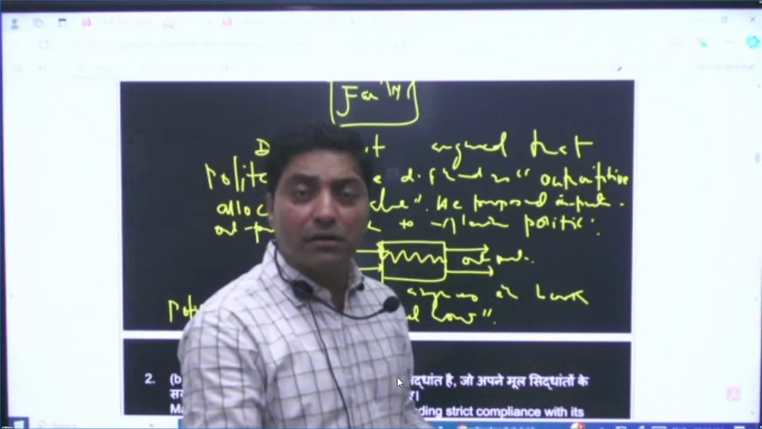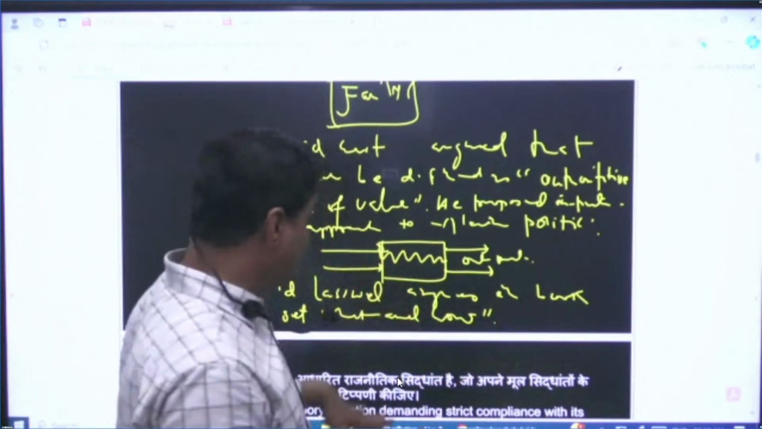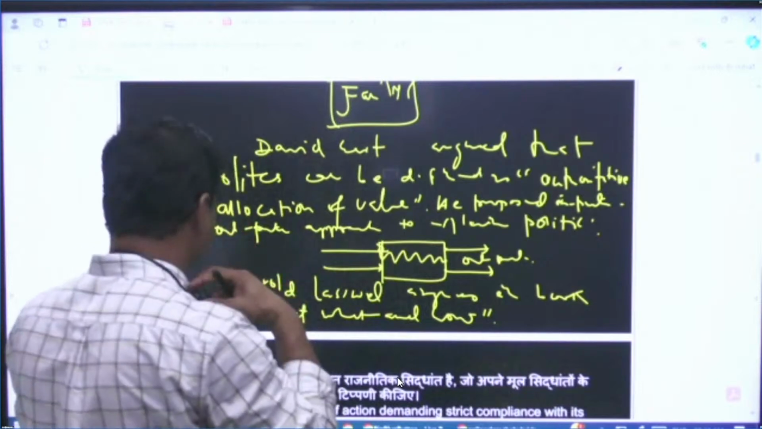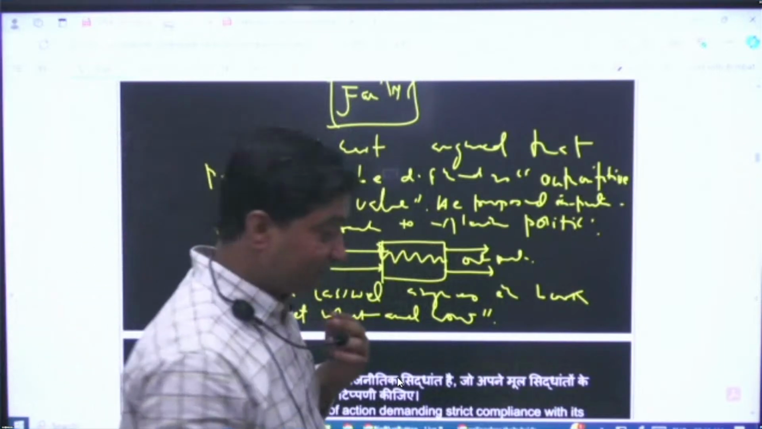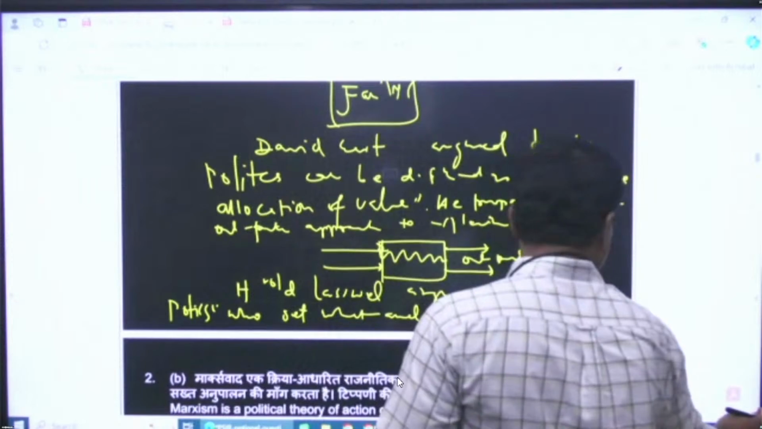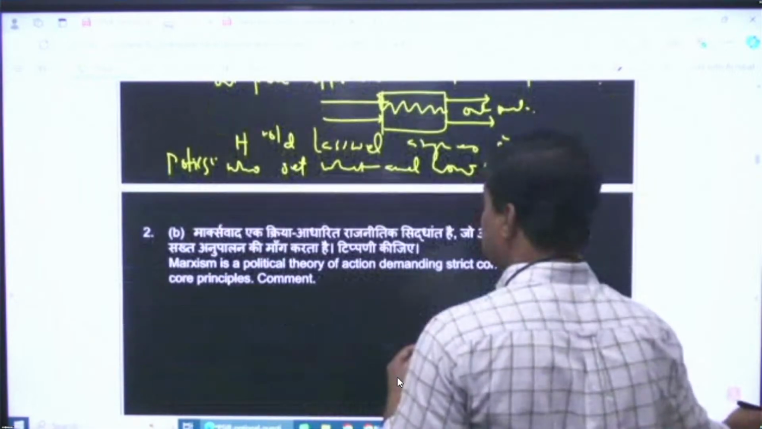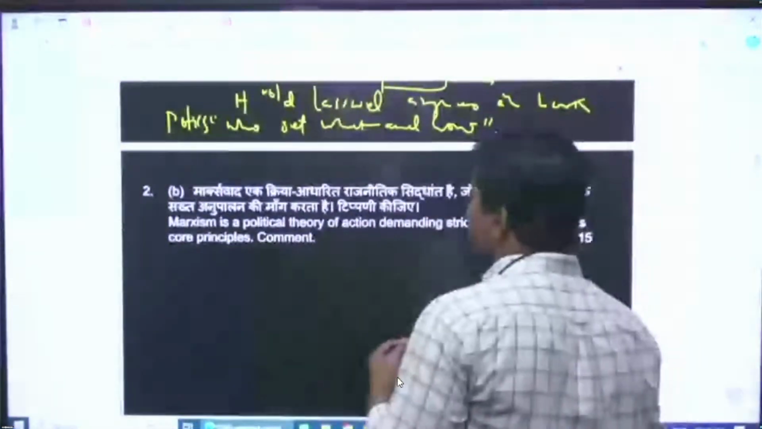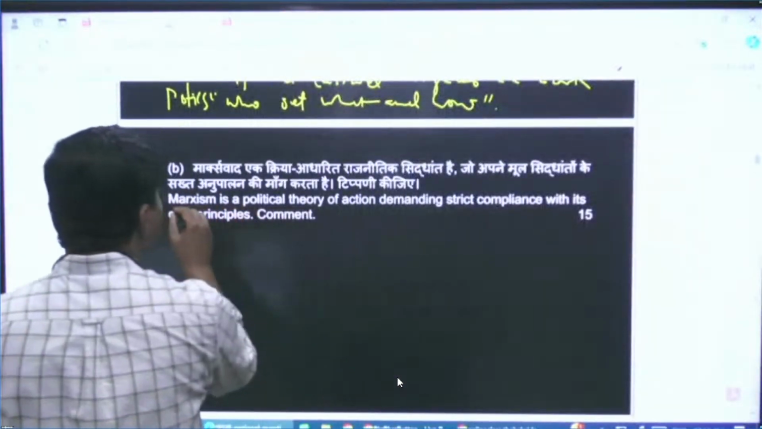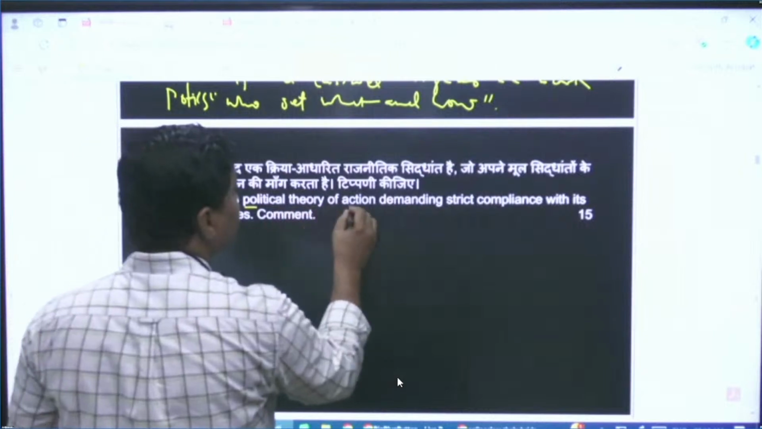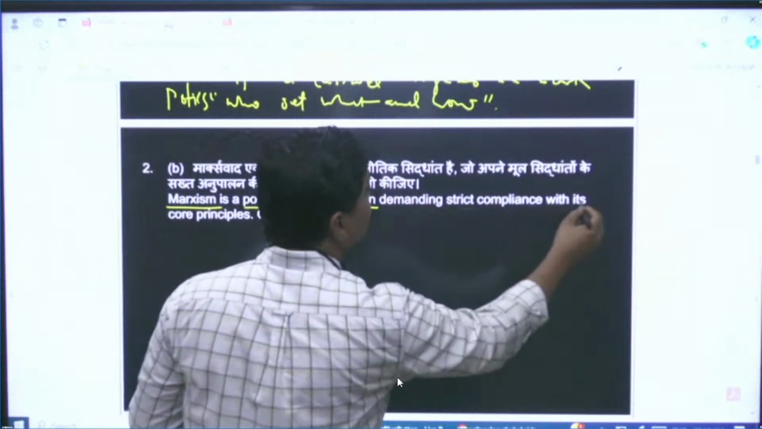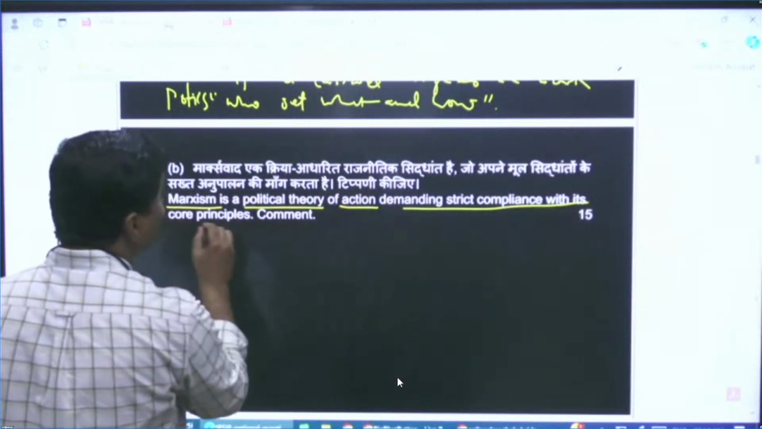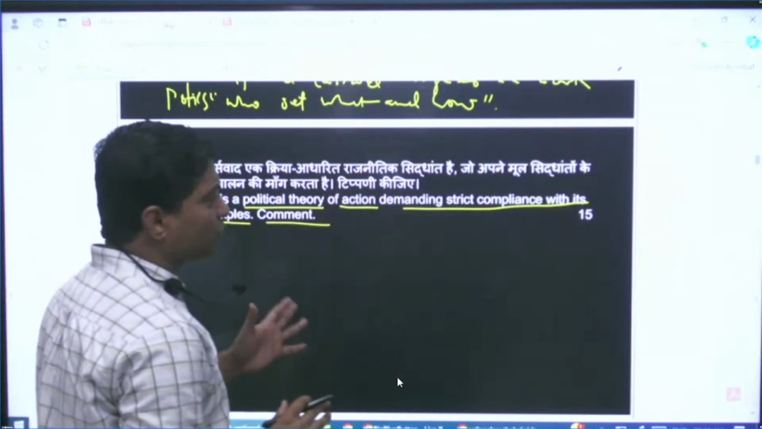Then we will move to the next question, second B. Lots of questions are left. Now the second question is: Marxism is a political theory of action demanding a strict compliance with its core principles. Comment.